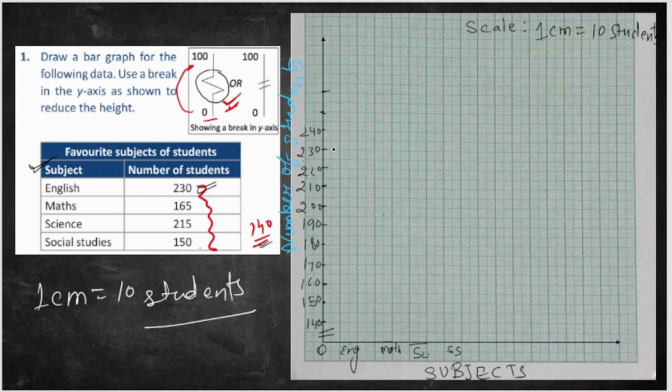230 is here. So here we will draw this rectangle, because we need to take 230. I am marking it so that whenever we draw, it will be easy for us to draw the rectangle over there. So this is basically 230.